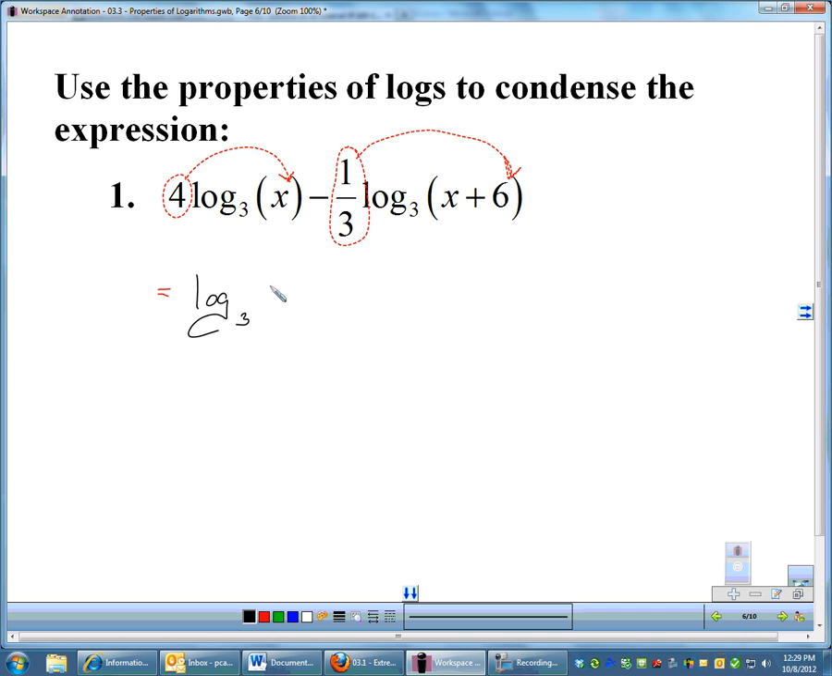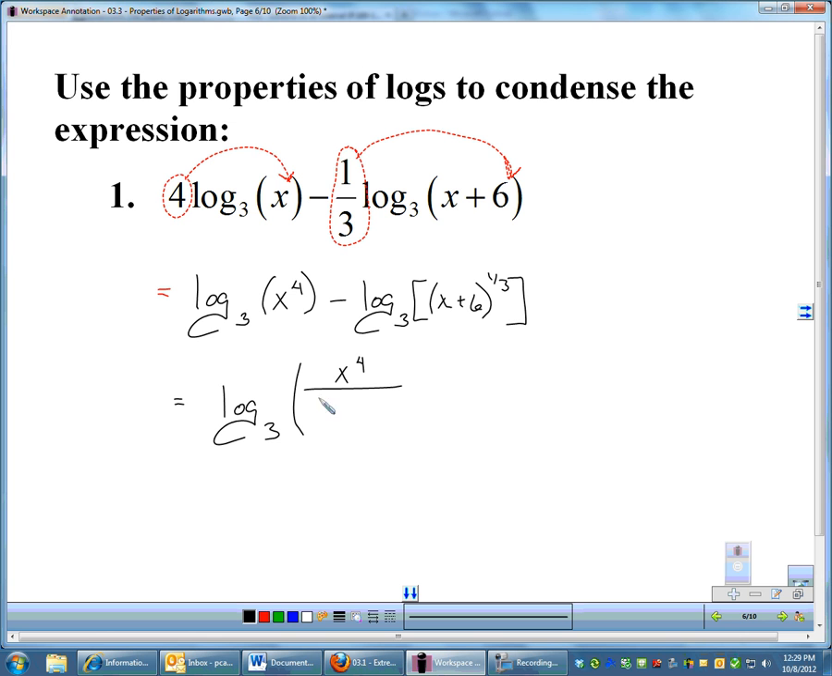log base 3 of x to the 4th minus log base 3 of, and then it's x plus 6 all to the 1/3 power. So now I've gotten my exponents up. I've pulled my coefficients up as exponents. Now I need to combine these two as one log. So log base 3 of, it's x to the 4th minus log of that. That's going to be division. So it's going to be x to the 4th divided by x plus 6 to the 1/3. And I am okay with this answer.